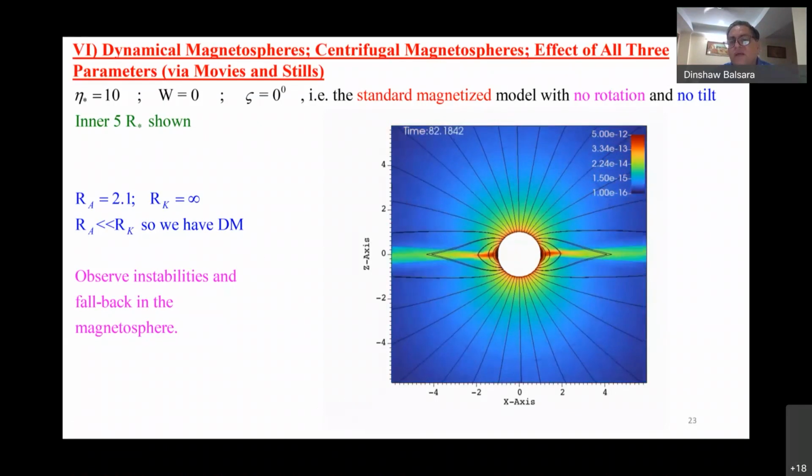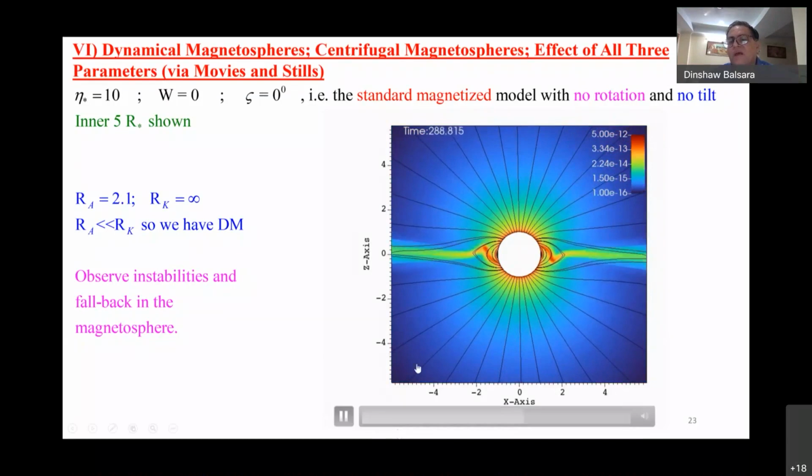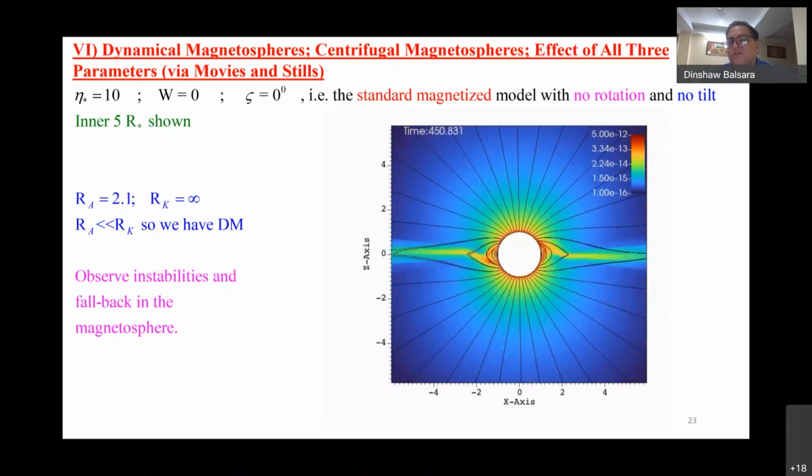So you see first that the wind is being squeezed out the equator, but very shortly, the wind is restricted from flowing out, and as a result, the wind forms these clumps, as you can see, and these clumps start falling back on the surface of the star. You're seeing the third clump falling down on the surface of the star, and these clumps actually go towards filling out the star's magnetosphere, as you can see out here.